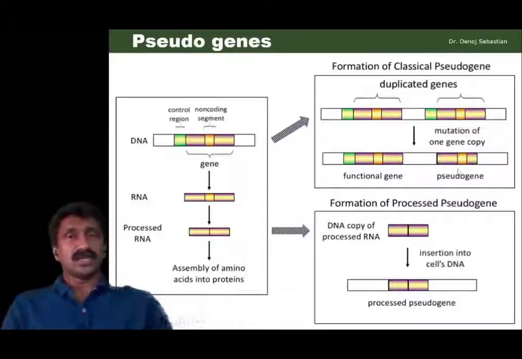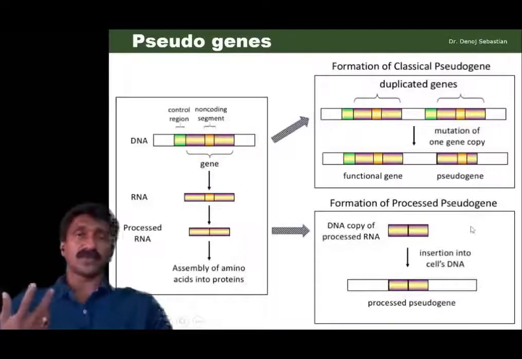So this is a normal pseudogene, the classical mechanism of production, and this is a mechanism of production of a processed pseudogene, which results from the reverse transcription and subsequent integration into the genome of a processed RNA.